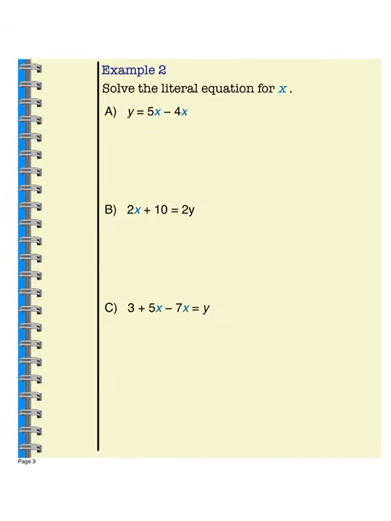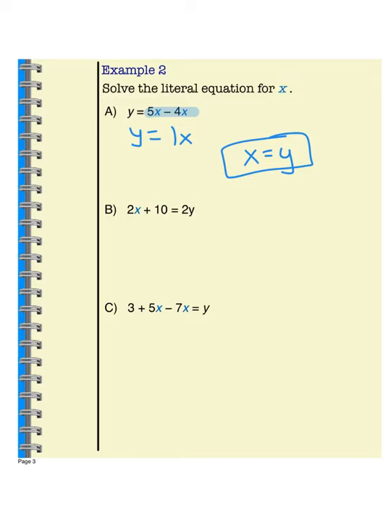All right, so now we're solving the literal equation for x. Notice the x is now blue. And remember that first step was to simplify by combining like terms. So in part A, I see 5x minus 4x. 5x and 4x are like terms, so I can combine those. So I'm going to rewrite this equation as y equals, and 5x minus 4x is just 1x. And that's my answer, x equals y.